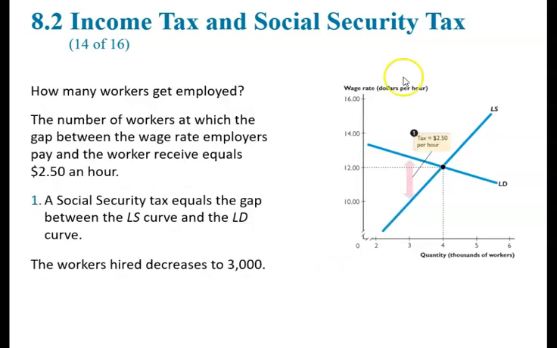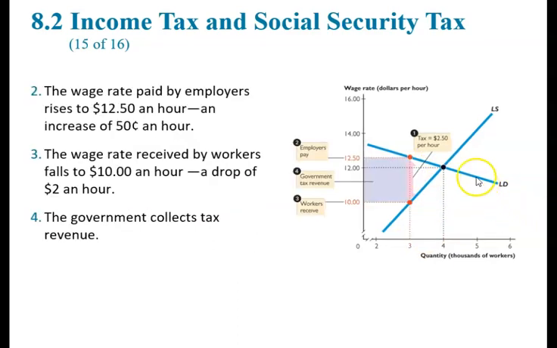So what will happen is that we will get to this point from the initial equilibrium point because of the imposition of tax. So first of all, what we need to realize is that the workers hired will actually decrease from 4,000 workers to 3,000 workers, and the wage paid by the employers will actually go up from $12 to $12.5 an hour. But the wage received by the workers will actually fall from 12 to $10 an hour.